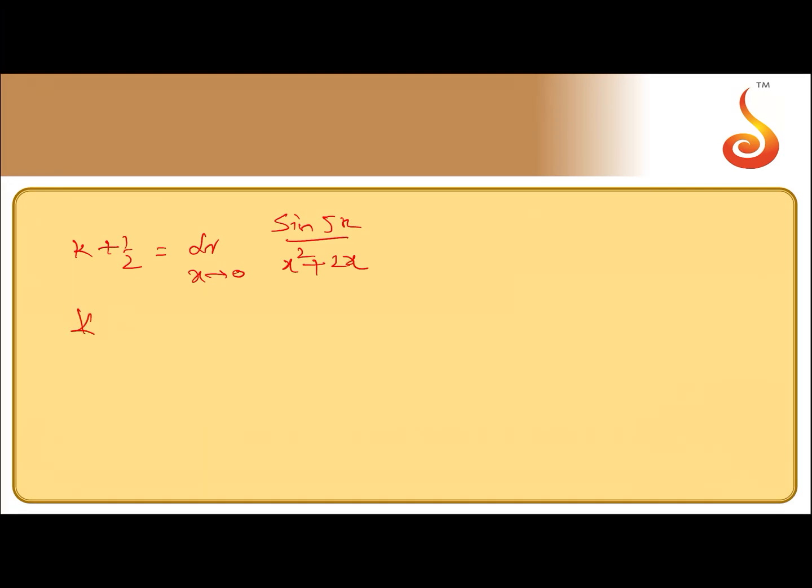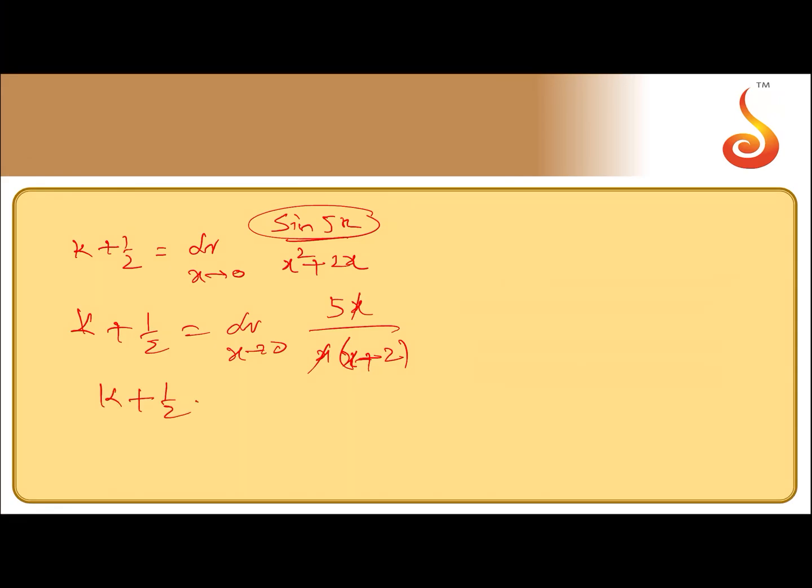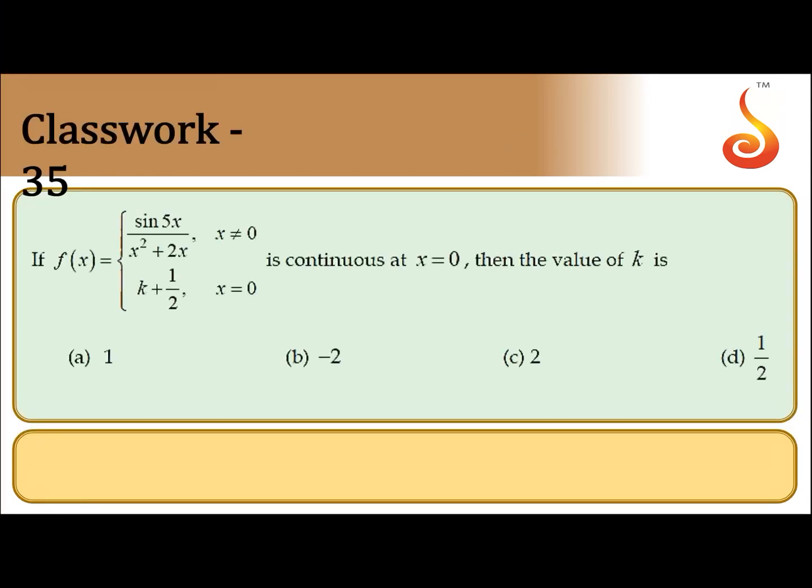So clearly you can see that this is in the form where you can replace sine 5x with 5x and simplify. Okay, k plus half is equal to the limit as x tends to 0 of 5x divided by x multiplied by x plus 2. Yes, x cancels, and x equals 0 when you substitute. K plus 1 by 2 is equal to 5 by 2. Therefore, k is equal to 4 by 2. Answer is plus 2.